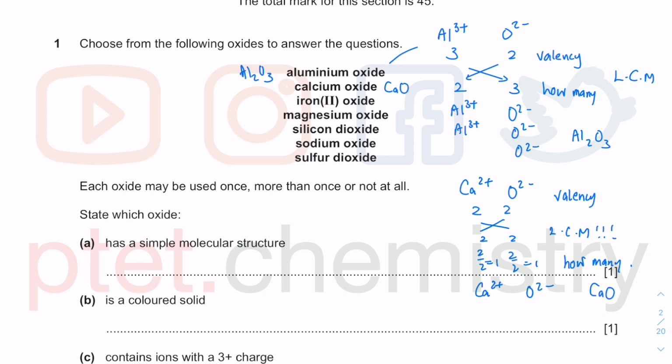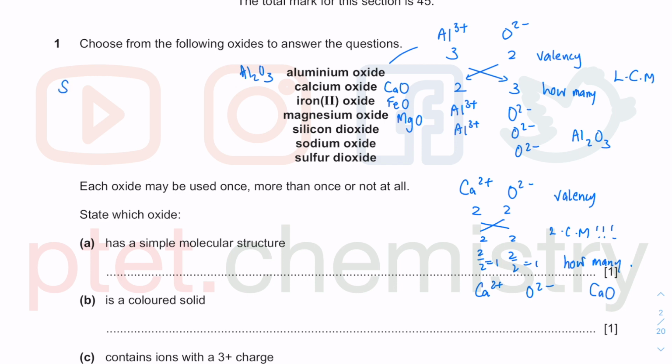Iron(II) oxide contains Fe2+ as the cations and O2- as the anions. This is going to be a similar story, FeO. Same for Mg2+ being a group 2 metal, Mg2+ and O2-. Mg2+ is just above calcium in the periodic table.